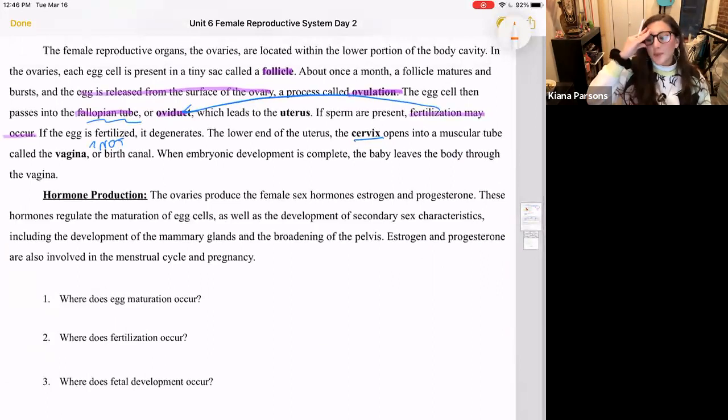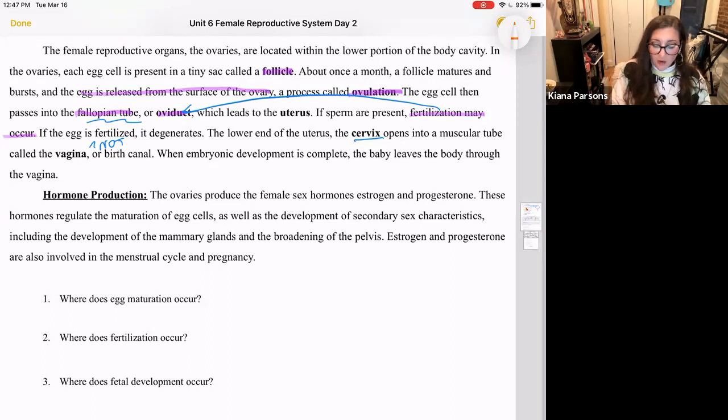So the little door between the uterus and the birth canal opens into a muscular tube called the vagina or birth canal. When embryonic development is complete, the baby leaves the body through the vagina, and the embryonic development and the fetal development all occur inside of the uterus.